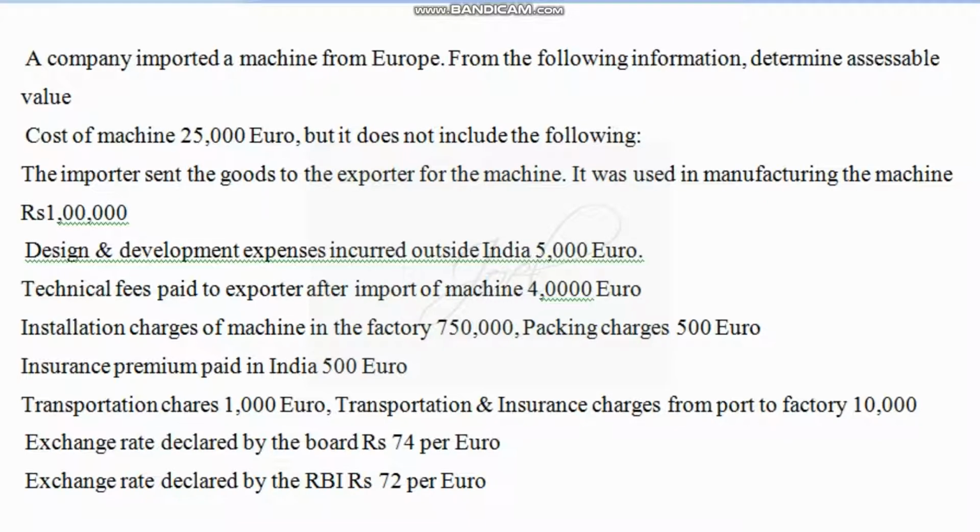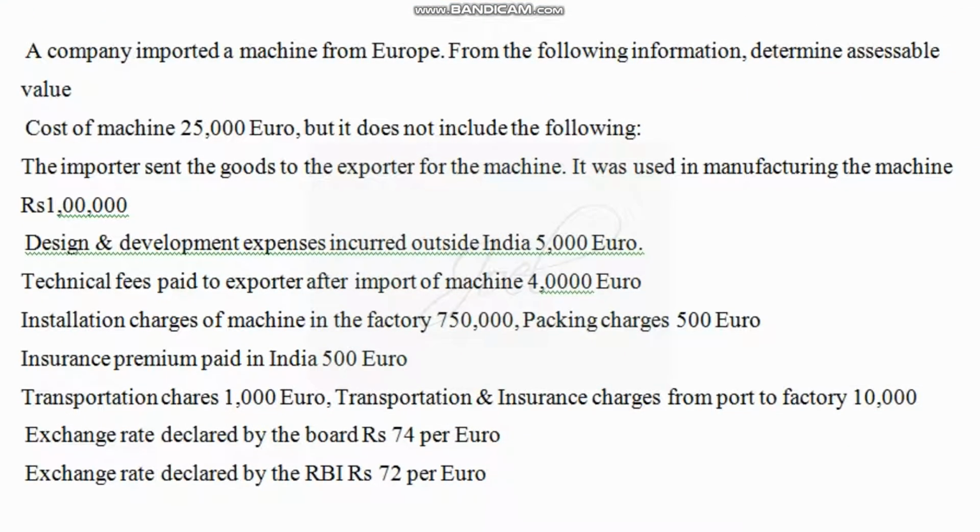To calculate assessable value, we are supposed to add all the expenses which are related to one particular product that will be imported into India. Based on the assessable value, customs duty valuation will be done. So we are adding all those items which are supposed to be included in the cost of the product. All the expenses of the product plus transportation, insurance, all these expenses will be added together and will arrive at assessable value.